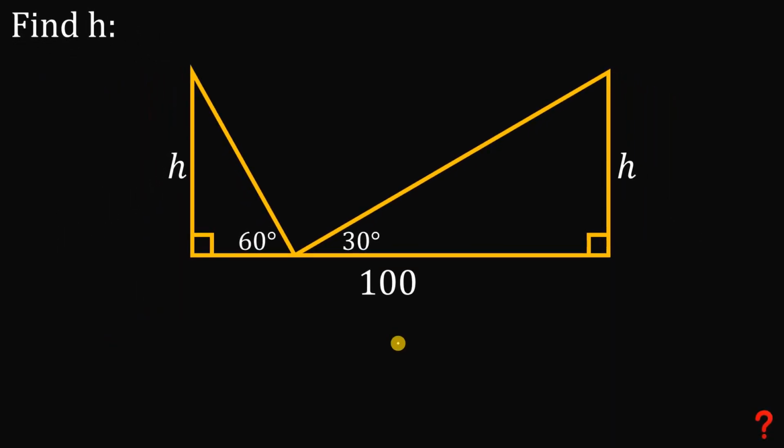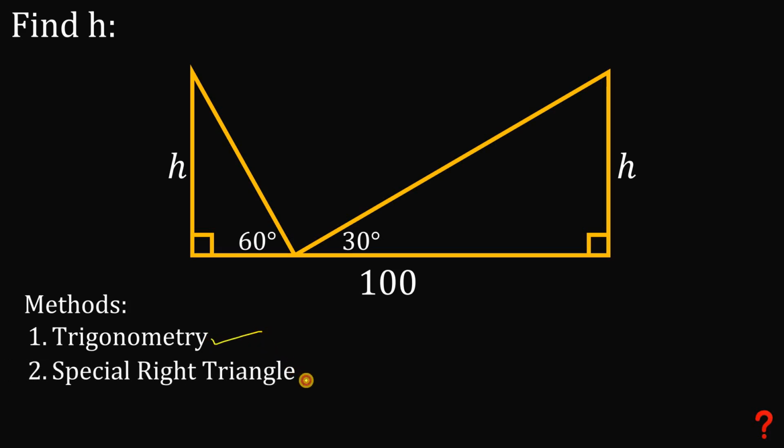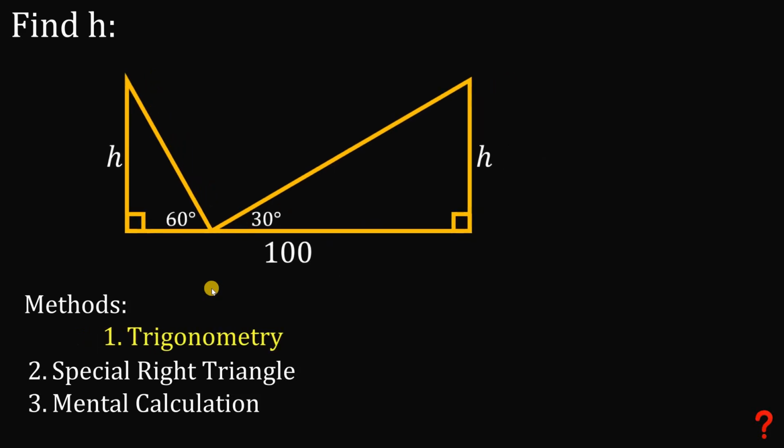Now, to answer this question, I prefer 3 different methods to solve for the value of h. Here are the possible methods. The first one is by using trigonometry. The second one is by using special right triangle, especially 30, 60, 90 right triangle. And the third one, my favorite, is mental calculation, of course, through the use of special right triangle. Now, let's have our first solution using trigonometry.